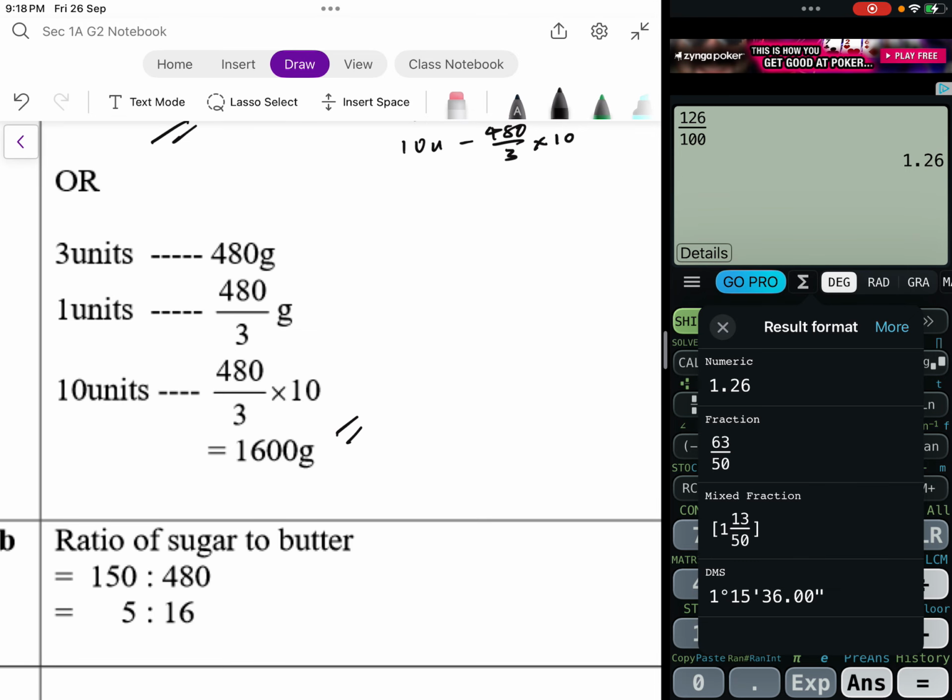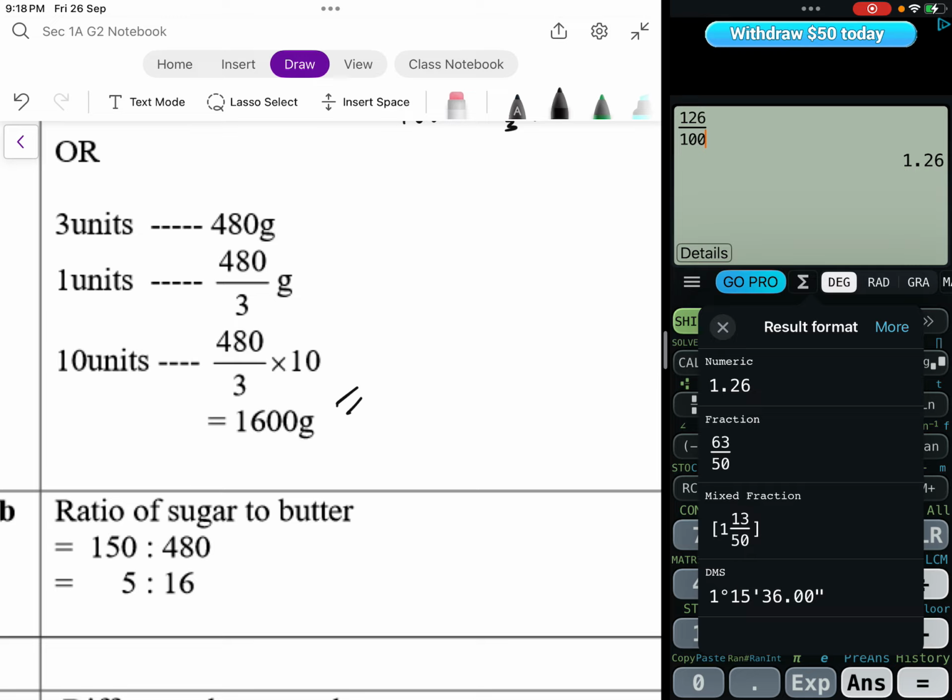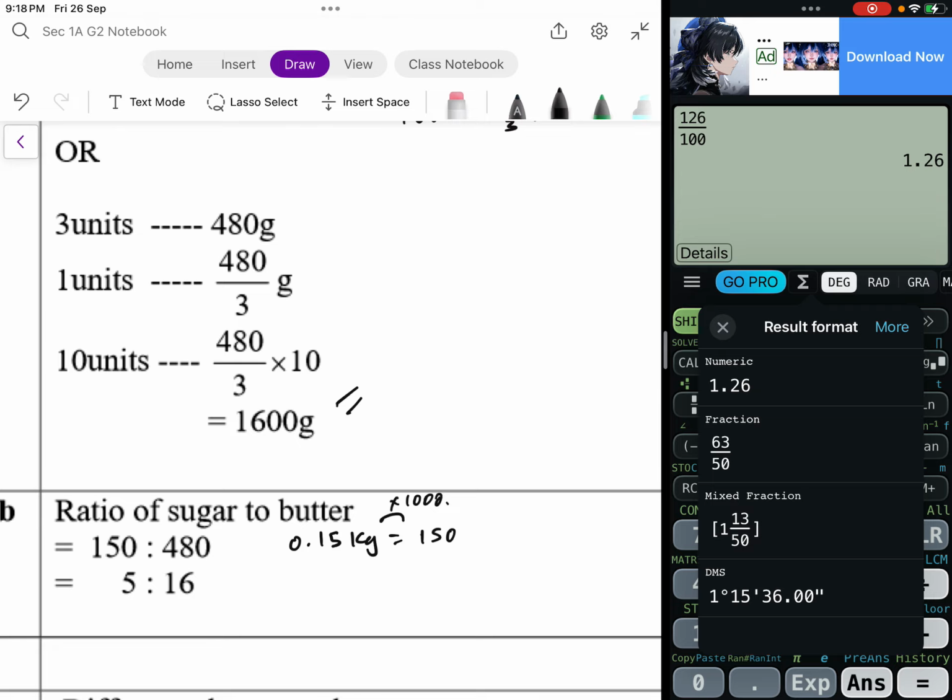Okay, then after that, if another 0.15 kg of sugar was added, calculate the ratio of sugar to butter. So the original did not have sugar. So we know that butter is 480, sugar 0.15 kg, times 1000. So you get 150 grams.